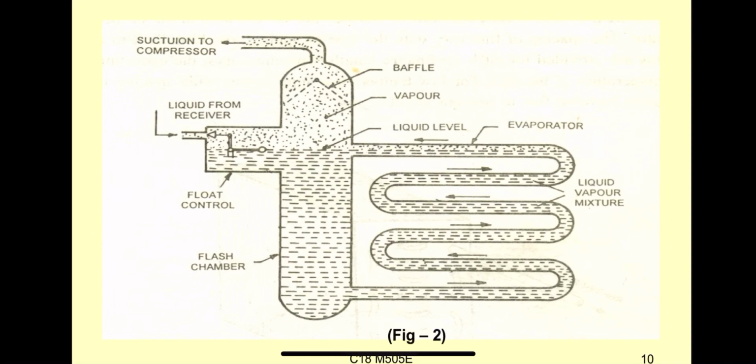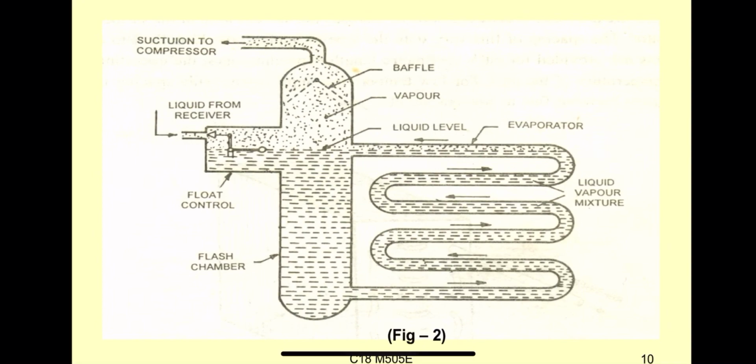The liquid refrigerant enters the flash chamber as a liquid refrigerant. It comes here, and then it mixes. It forms a liquid and vapor mixture, and then it is sent to absorb heat, extracting it from the space. Then the liquid refrigerant is converted into vapor refrigerant. Why is it converted into vapor refrigerant?